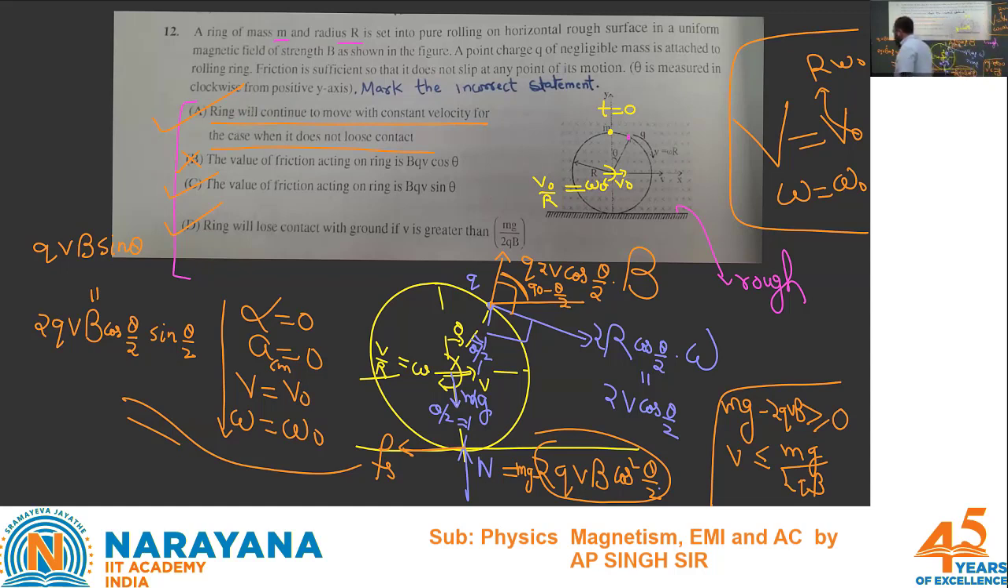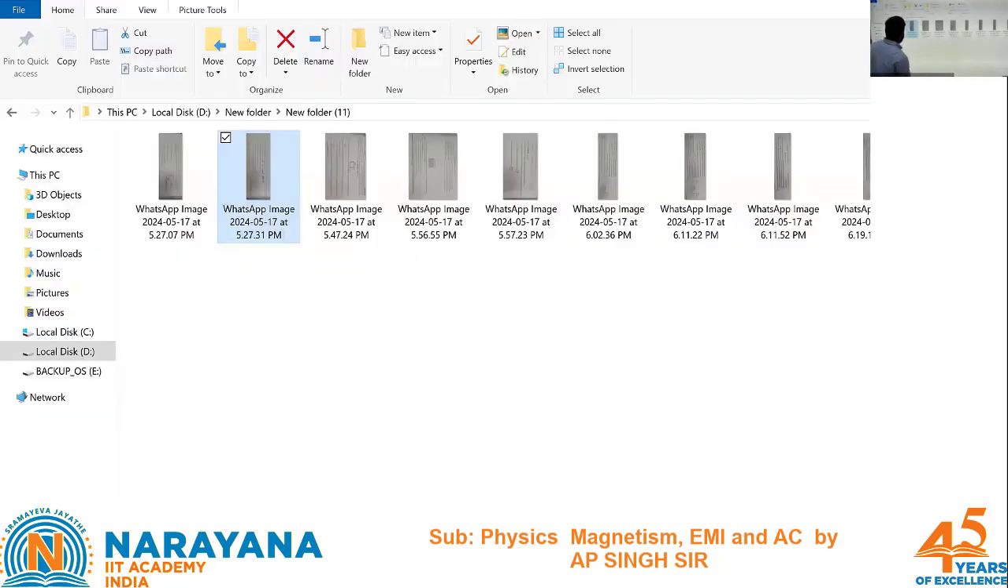My suggestion is, when you are solving such problems with angular impulse, linear impulse, or some rotational ideas, they are definitely probable ideas for the JEE paper, right? Let us take up the next problem for the day.